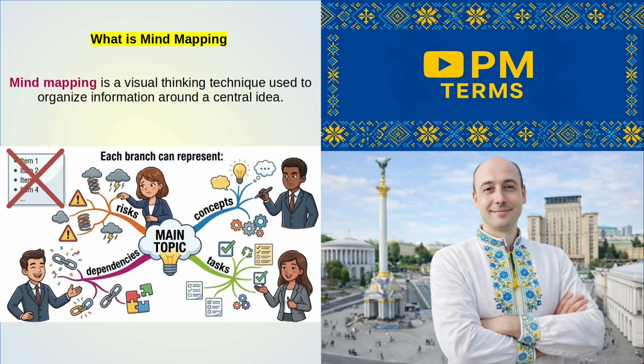Mind mapping is a visual thinking technique used to organize information around a central idea. Instead of working with linear lists, we start with one main topic in the center and branch out into related ideas. Each branch can represent concepts, tasks, risks, dependencies. It reflects how our brain naturally works through associations rather than sequences.